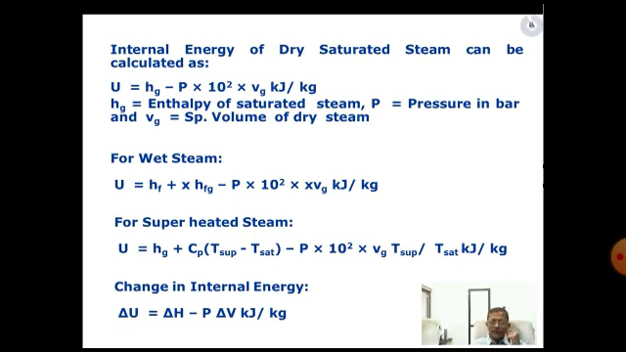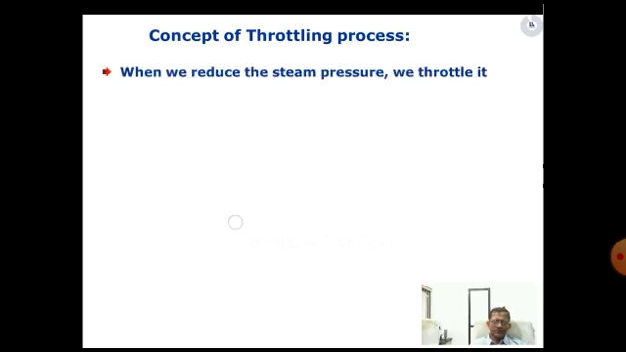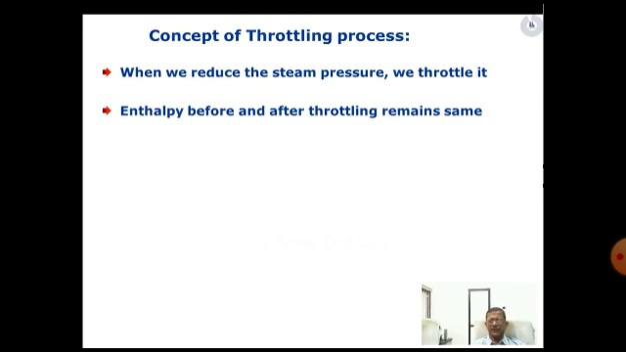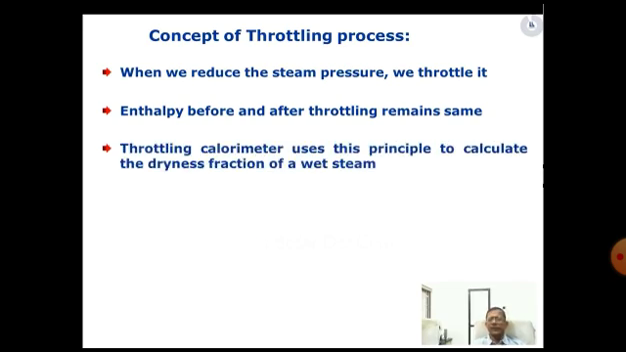Okay, we move on from here and see the concept of throttling. Whenever a steam pressure is reduced, it is done through throttling. And one thing is considered, that in the throttling process, the enthalpy before throttling and enthalpy after throttling remain the same. This concept is used when we want to find out the unknown dryness fraction of a wet steam by a throttling calorimeter.